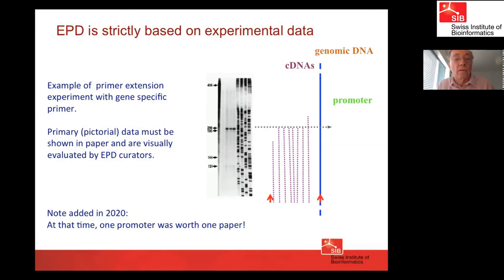What you may not realize is that at that time, one promoter was worth a paper. So in order to compile the 170 or 180 promoters in our first publications, we had to read that many papers.